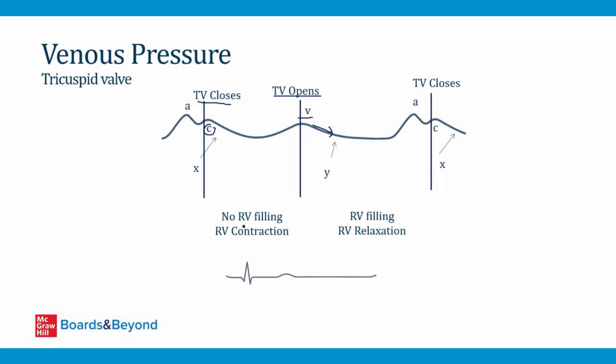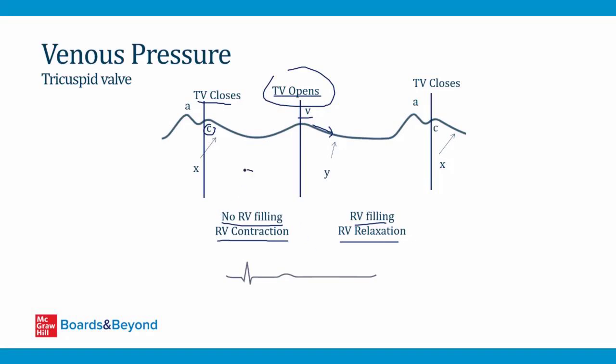Right after the tricuspid valve closes, there's no filling of the right ventricle. Obviously, the tricuspid valve is closed, and the right ventricle is starting to contract and push blood out into the body. Over here, after the tricuspid valve is open, now the right ventricle is filling, and we're in the right ventricular relaxation phase. And so I tell you this to let you know that you can correlate what's happening with the right atrium and the right ventricle from the findings on the venous pressure tracing.